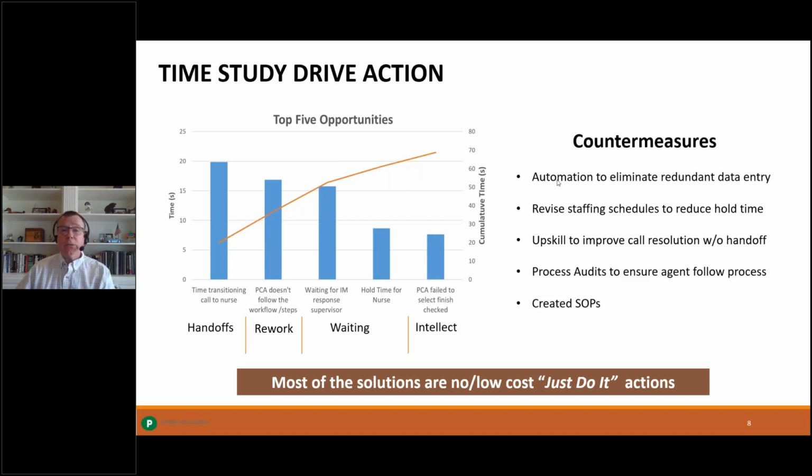Now, we did use some automation in terms of that transition time to the nurse. We did some automation to make sure that the customer information carried through with the phone call, so there wasn't the need to do any revalidation.